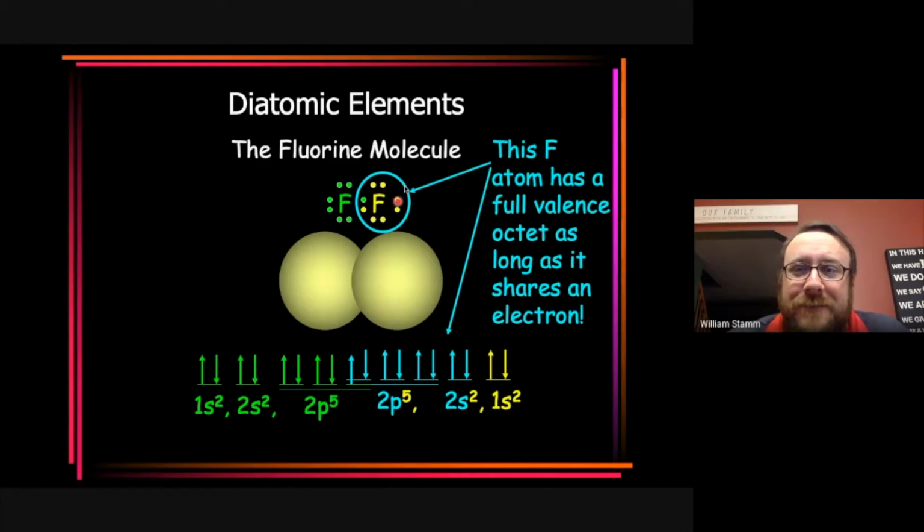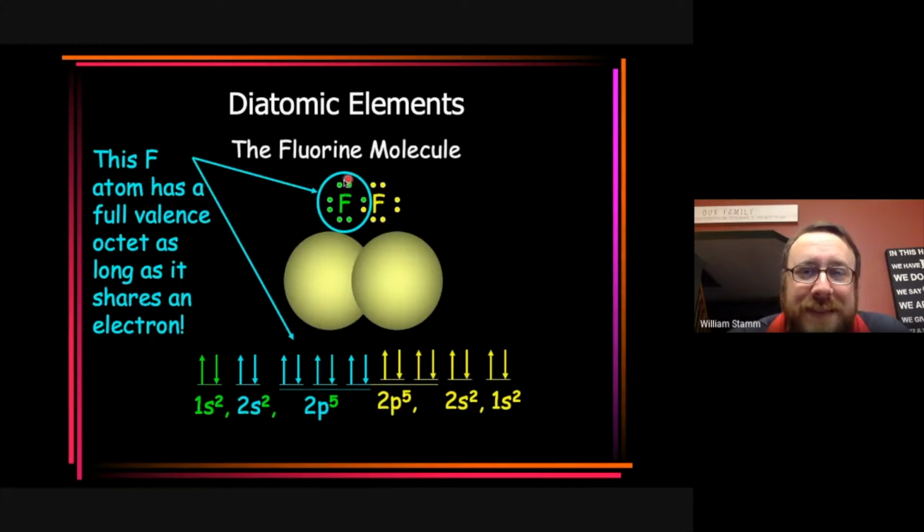This F has a full valence shell then. It has 7 yellow ones and then 1 green one sharing with the other fluorine. This one has 7 green ones and 1 yellow one sharing with that fluorine. It has an octet then because it shared that electron. And that is so key to how a covalent bond forms. It has the octet. It always wants to be stable.